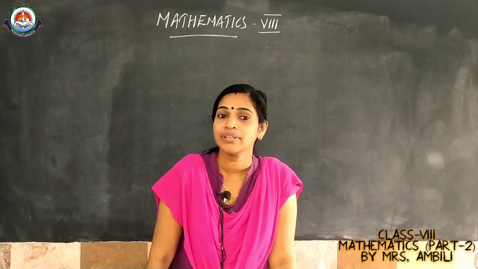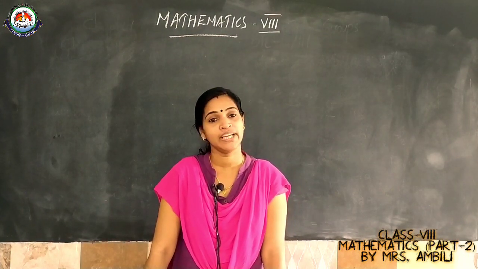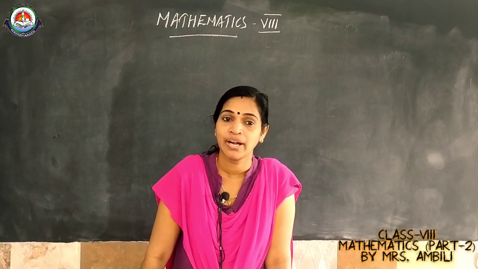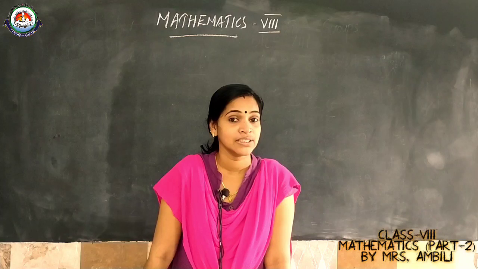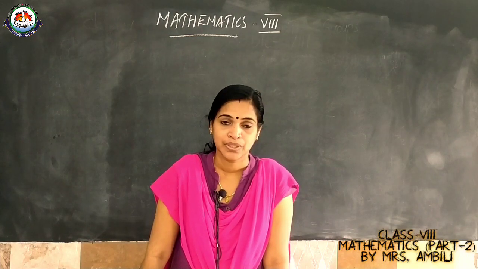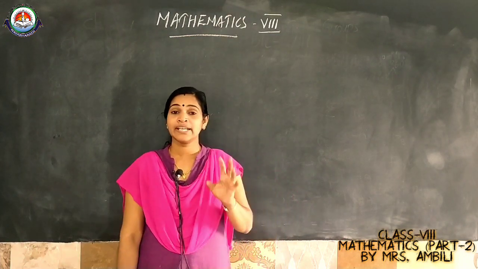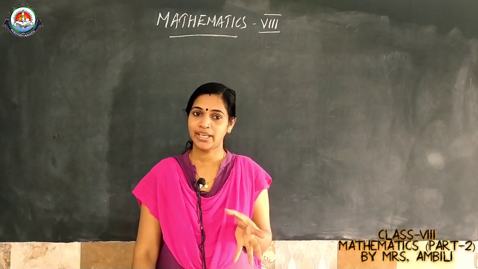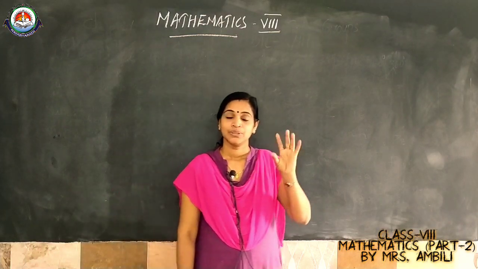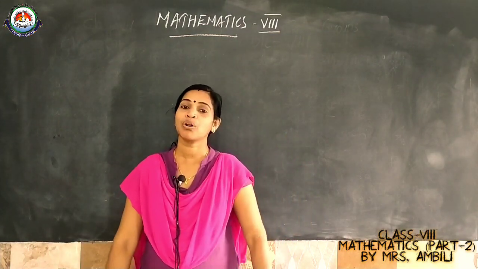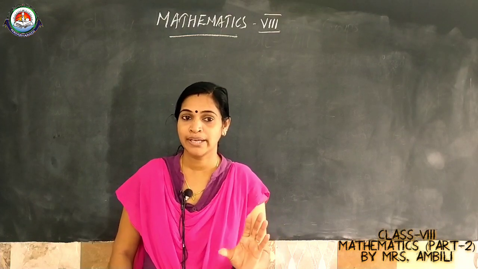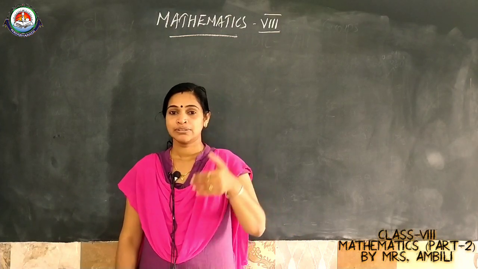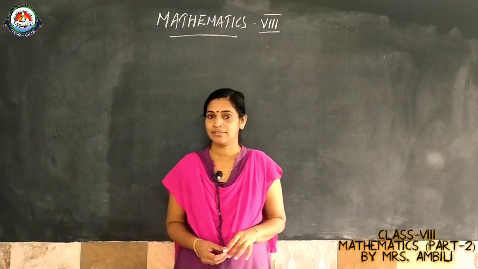Sum of interior angles of a polygon with n sides. What is that? (n minus 2) into 180 degrees. What is n there? n is the number of sides. So, the sum of interior angles of a polygon depends upon its number of sides. Its value varies according to the number of sides, isn't it? That is (n minus 2) into 180 degrees. Clear? Some problems also we discussed in the last class, isn't it?